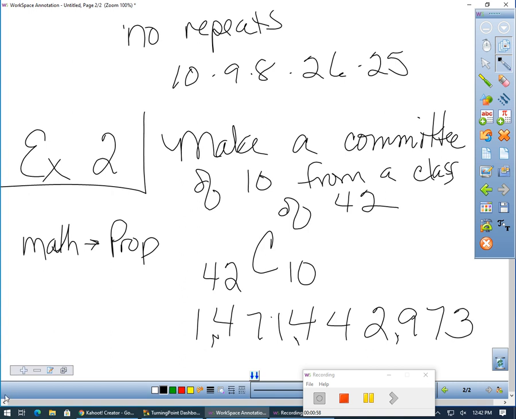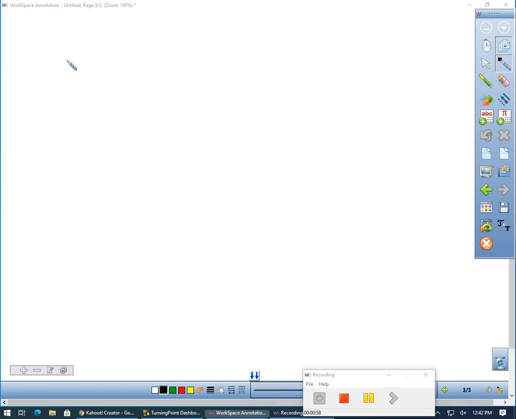But what if we make it compound now? Instead of saying I want 10 from the whole class of 42, what if I say I want 4 out of 26 to be boys and 6 of them out of 16 to be girls? What if I change it up like that and I've got 2 things going on? So let's write an example closer to that. Example number 3.